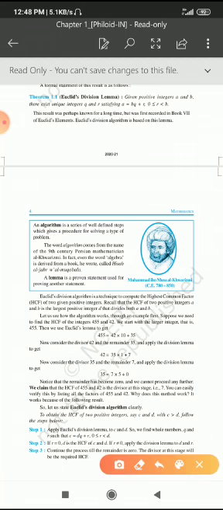So Euclid's division lemma. Given positive integers a and b, there exist unique integers q and r satisfying a is equal to bq plus r, where 0 is less than or equal to r is less than b. This is Euclid's division lemma. If you divide a by b, here a is the dividend and b is the divisor, there exist a unique quotient and remainder. Here quotient and remainder are represented with q and r. A is dividend, b is divisor, q is quotient and r is the remainder. So for every dividend and divisor there exist a unique quotient and remainder.